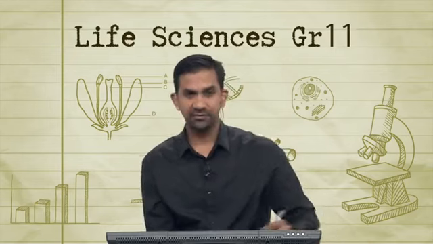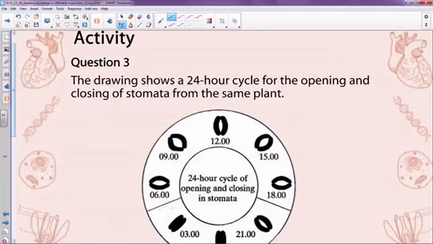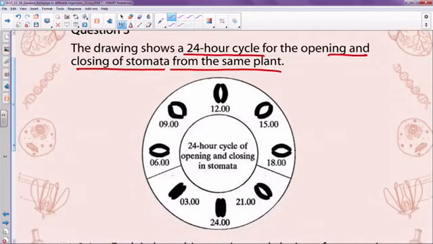An interesting question 3. So we're going to work through this and hope we can cover most of this question in these last few minutes. The drawing shows a 24-hour cycle of the opening and closing of the stomata from the same plant. Here we've got an illustration that shows you a clock, and this clock starts at 12, but you can see that it goes through.